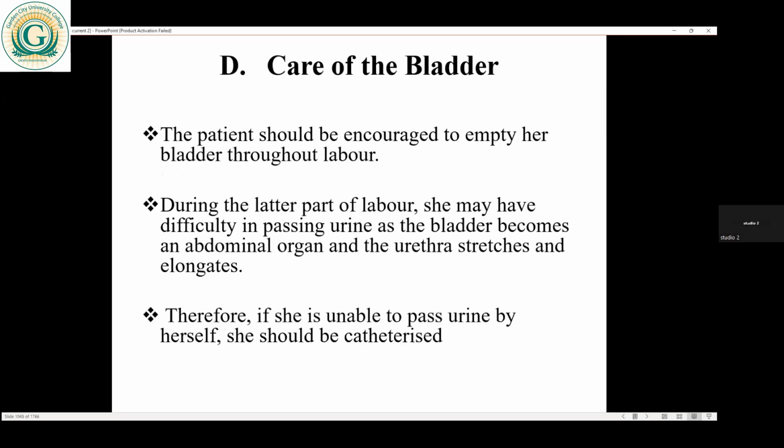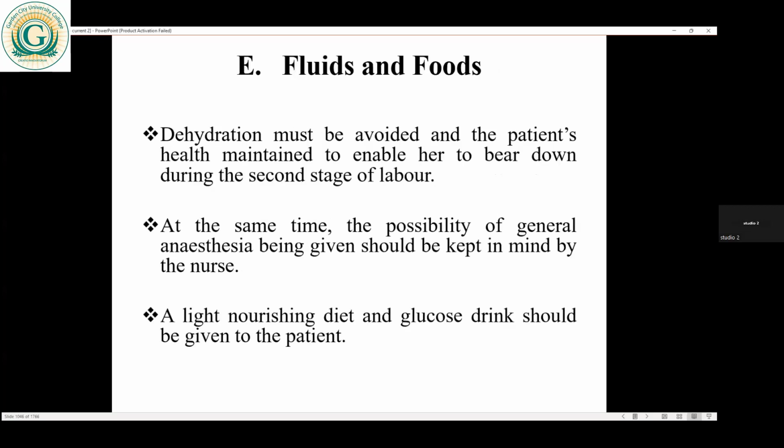You care for the bladder. If there is urine, the urine is removed. Otherwise, it can cause obstruction. Fluid and foods should be taken care of, but it should be light soup or something. If it is getting closer to the delivery, you have to be very careful with food because we don't know the outcome of the labor, whether the woman will go to theater or not.